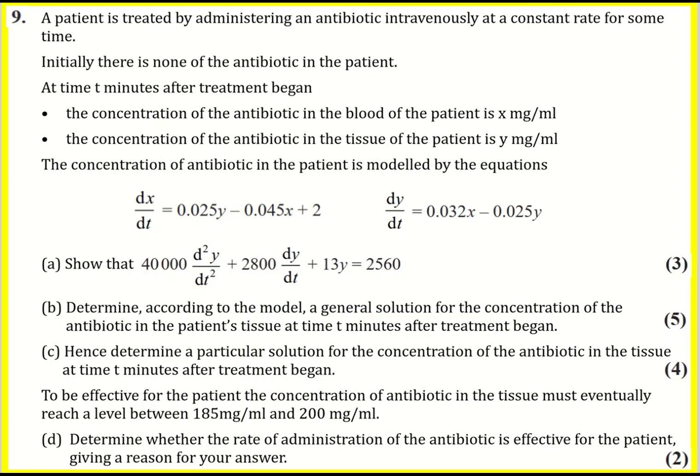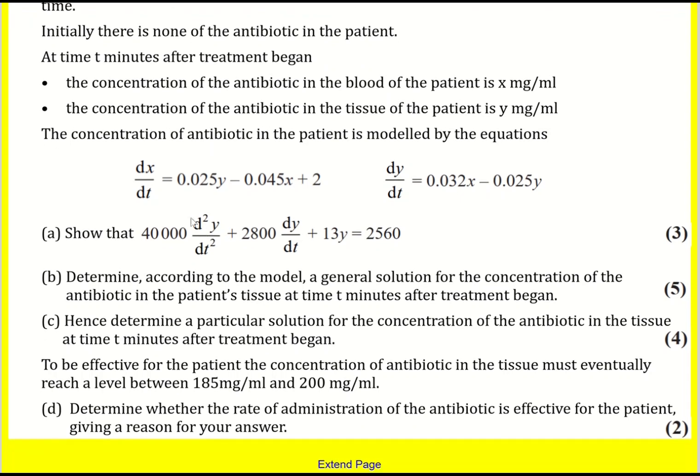We've got a system, or coupled pair, of differential equations here: the concentration of antibiotic in the blood of the patient and how that's changing with respect to time, versus the rate of change of the concentration of the antibiotic in tissue. We're asked to show that we can change it into a second order differential equation just in terms of y and t.